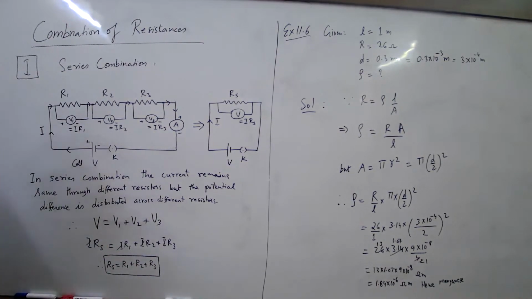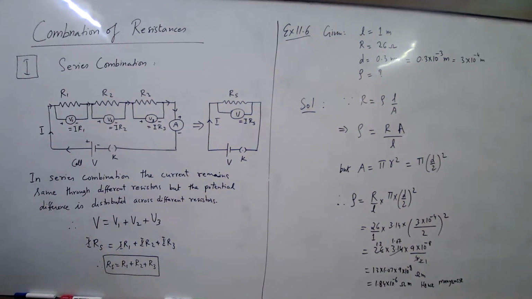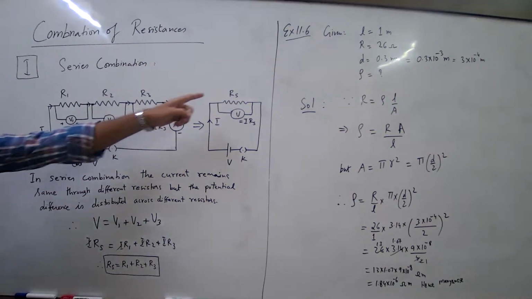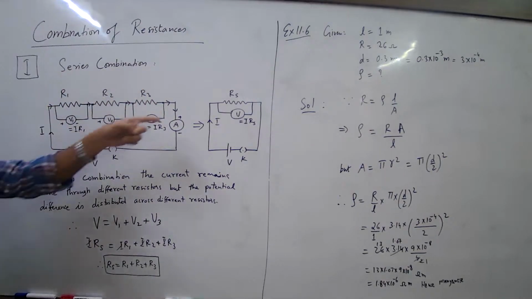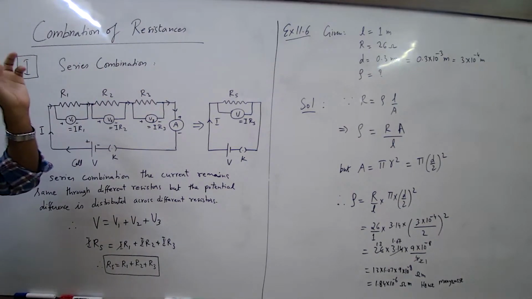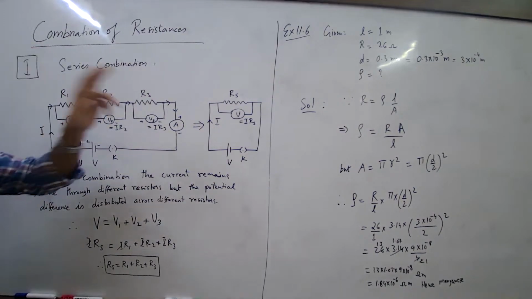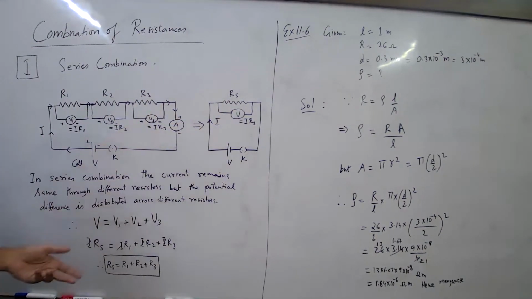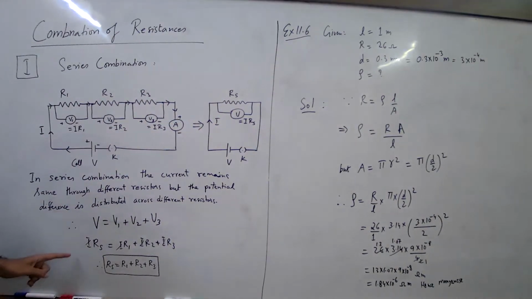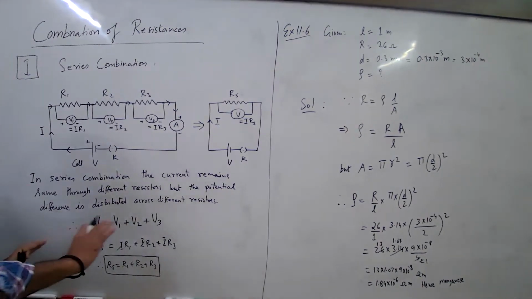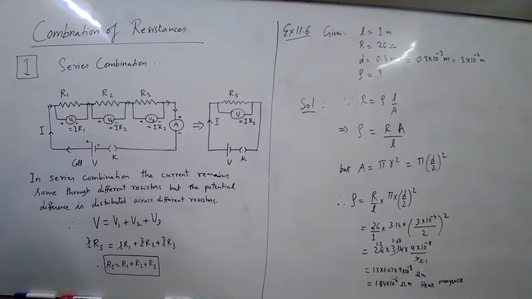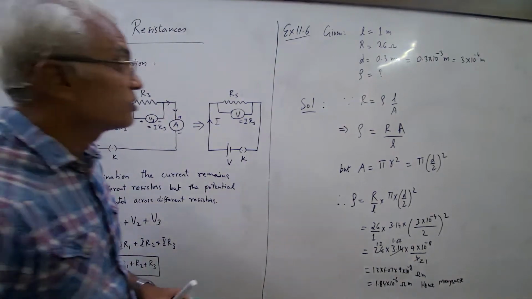So how is I getting cancelled? It is the same I in both the circuits, because this is the equivalent of the series combination of these resistors. So nothing is changing in the circuit. V and I remain the same. Now we have the equivalent combination, so it will be IRS. That's all. So in the series combination, the resistances just get added. Now let us see what happens in parallel combination.